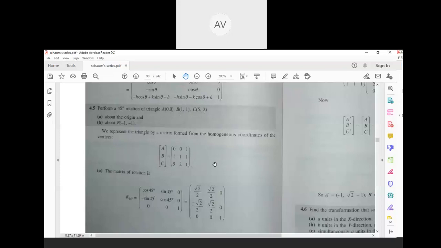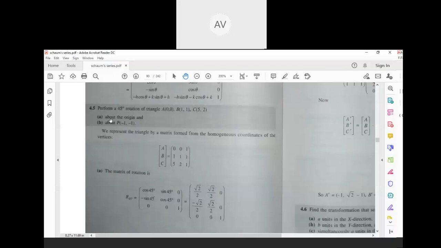Then they said that we have to rotate it by 45 degrees. So we will write a rotation matrix. As we know, the rotation matrix is cos theta, sin theta, 0; minus sin theta, cos theta, 0; 0, 0, 1. So here we have written the rotation matrix. Now we have to find the new coordinates, right? So I will multiply the triangle coordinates with this rotation matrix, and we will get the new coordinates of the rotated triangle.